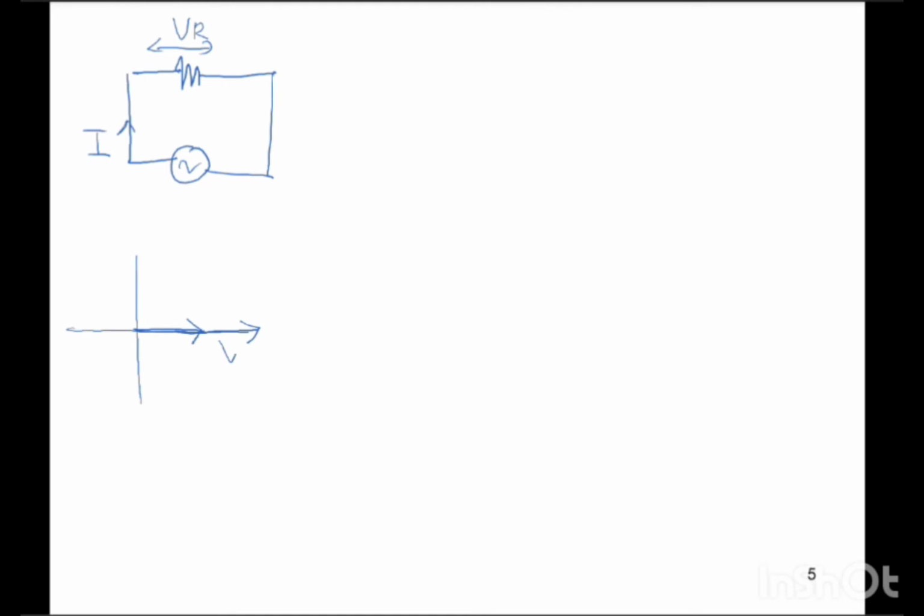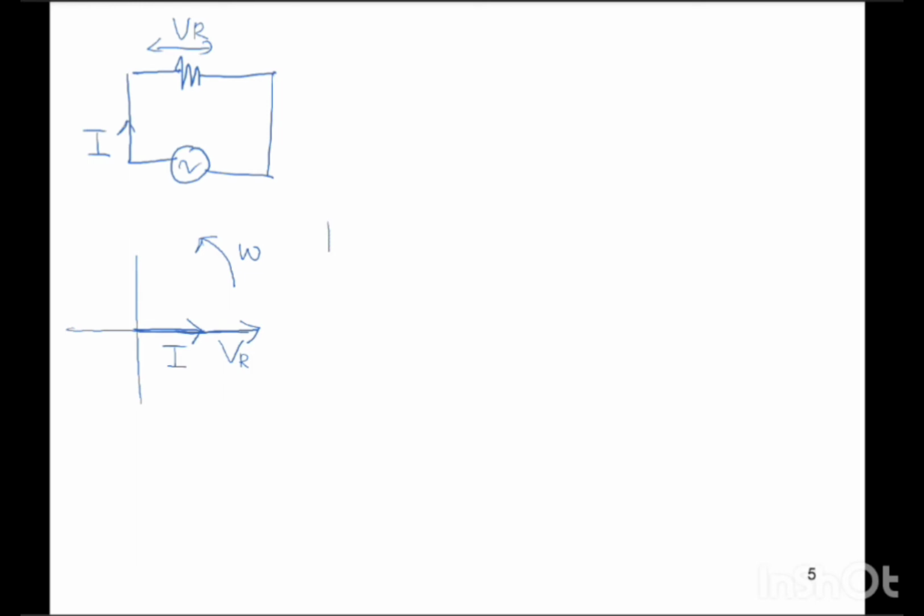This one is a pure resistor, or resistor only, in an AC circuit. So this is the current, and this is VR. In the resistor in an AC circuit, in the phasor diagram, the current is in phase with the voltage. The current is in phase with the voltage. We know that the phasor diagram rotates anticlockwise.